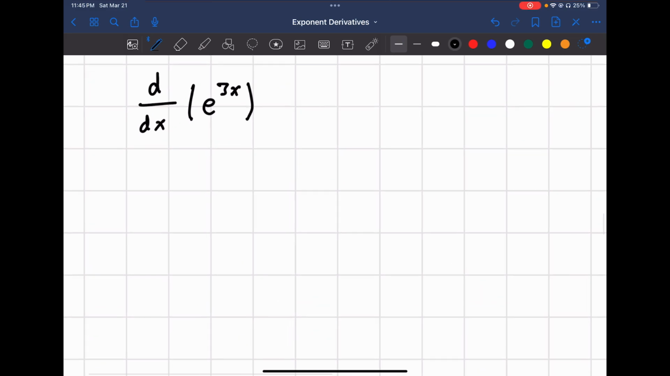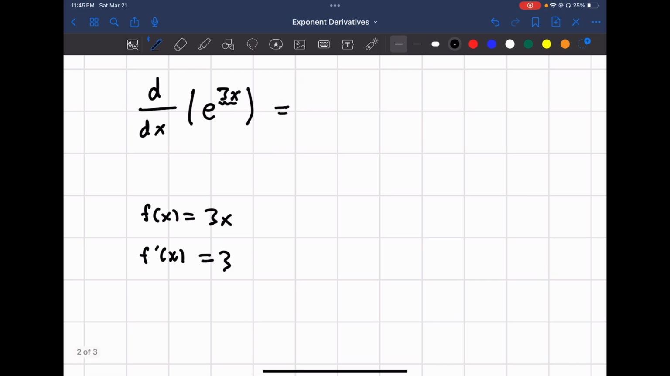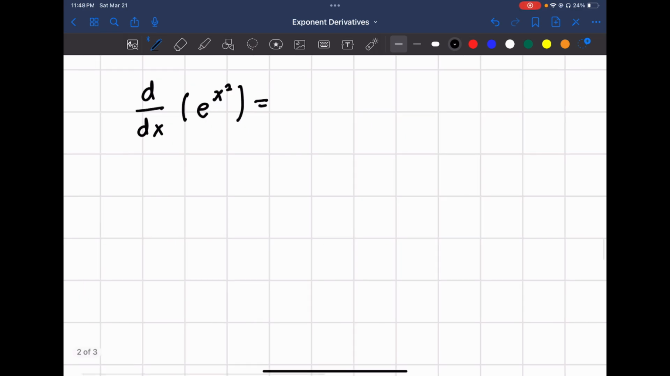In our next example, we have e to the 3x. So f(x) is equal to 3x. f prime of x is equal to 3. So the derivative of e to the 3x is equal to e to the 3x times 3, and this is equal to 3 times e to the 3x, and this will be our final answer.